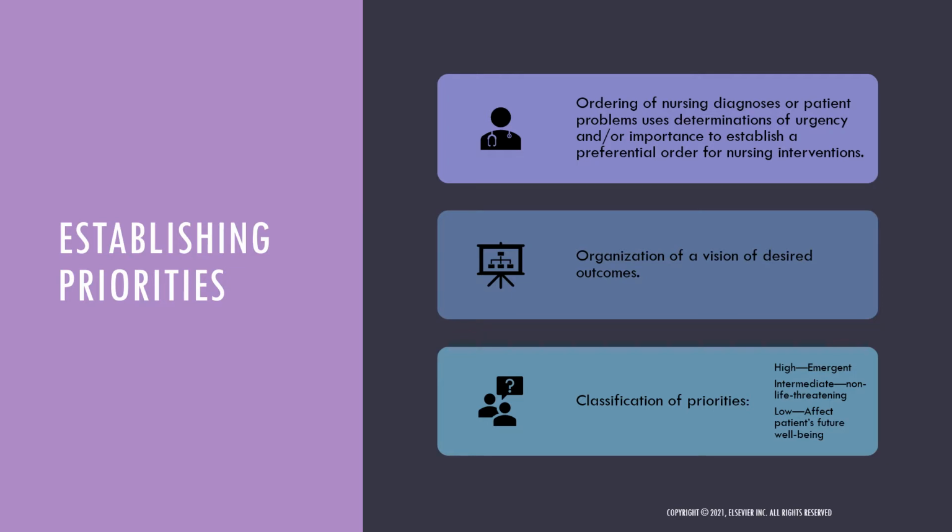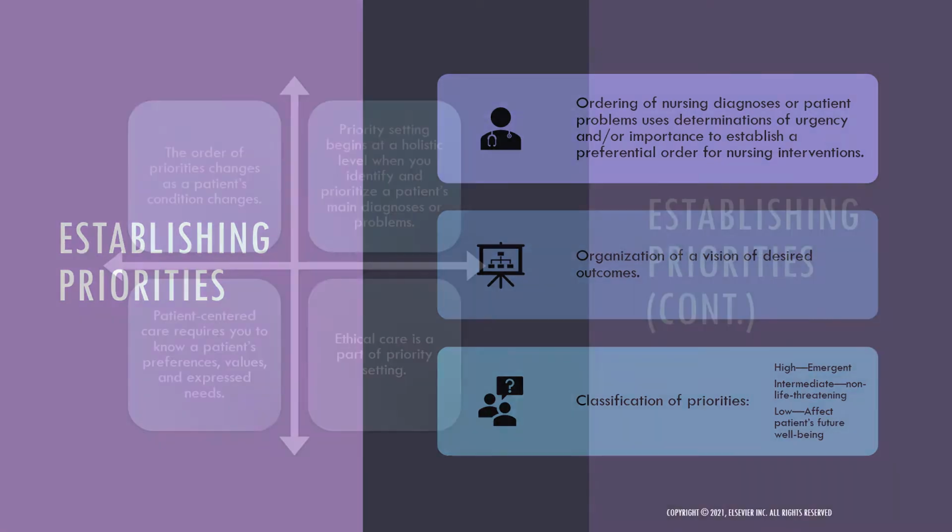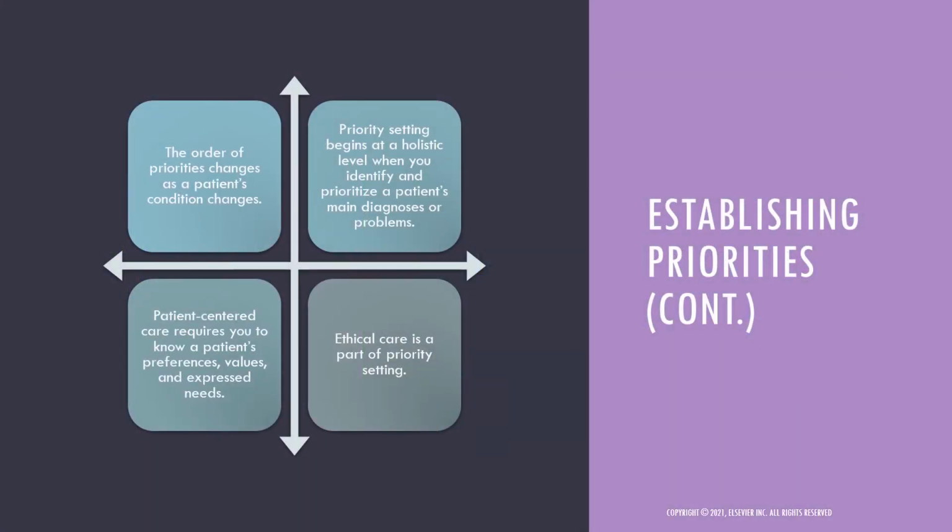We need to classify our priorities. High is emergent, life-threatening. Intermediate is non-life-threatening. Low affects patients' future well-being. So the order of priorities changes as a patient's condition changes.